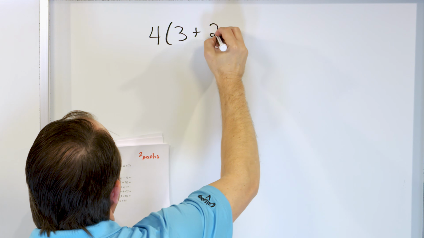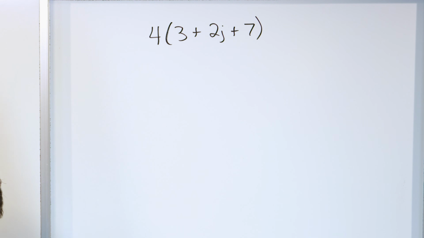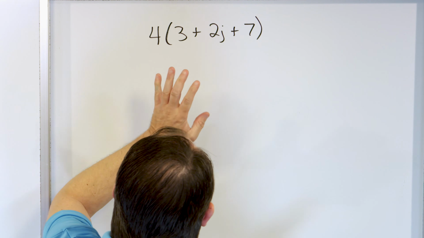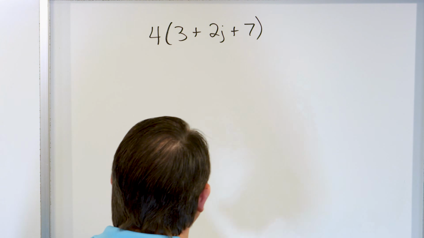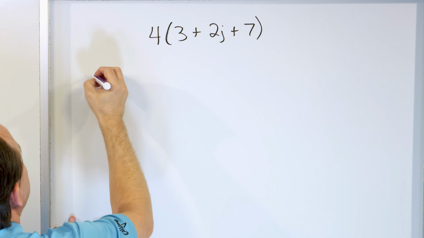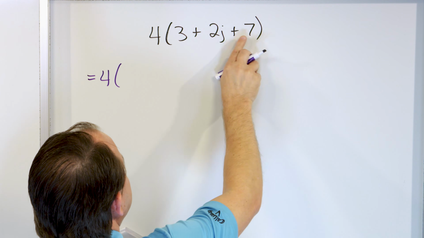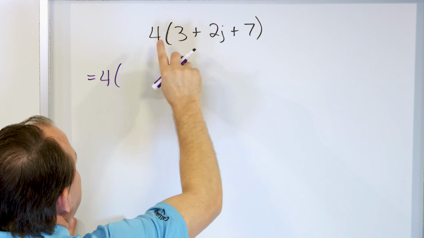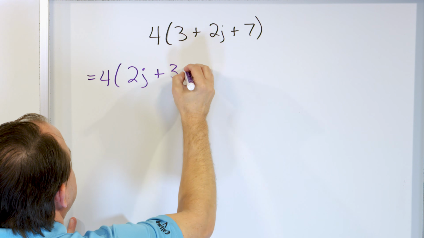4 times the quantity 3 plus 2j plus 7. All right, so here we have choices. Let's do it the first way. On the inside, because I can go into the parentheses first, I can combine like terms inside of here. I'll start this solution over here. On the inside, I have a 3 and a 7. These are like terms. The 2j is unlike the other. So I can put the 2j first, and then plus the 3, and then plus the 7.